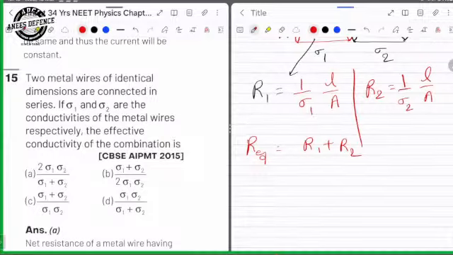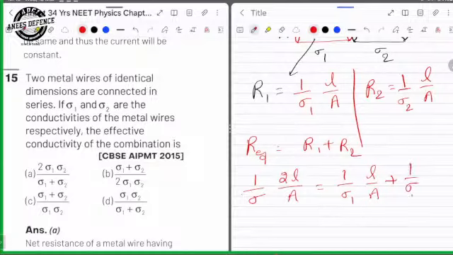So R is equal to what? Rho L by A. So for the combined resistance I can write rho. Rho is nothing but what? 1 upon net sigma, the total effective. This is R effective or equivalent. So 1 upon sigma effective times 2L upon A is equal to R1 plus R2, that is 1 by sigma 1 L by A plus 1 by sigma 2 L upon A. Yes or no?